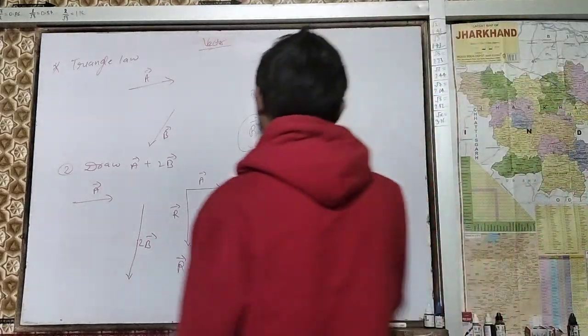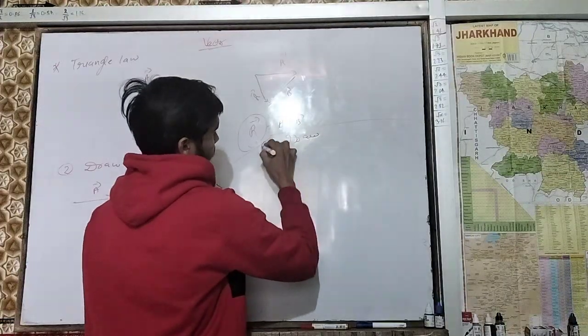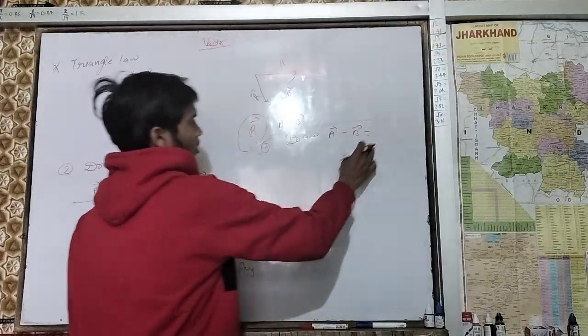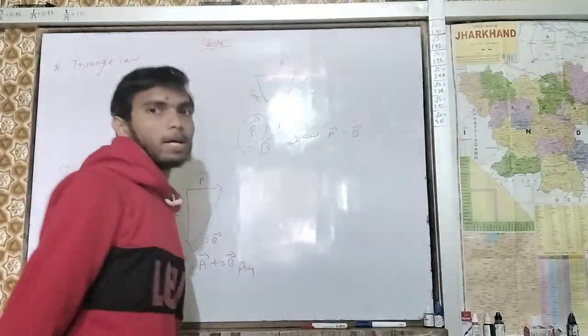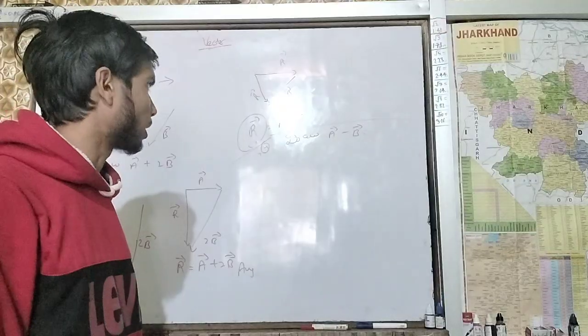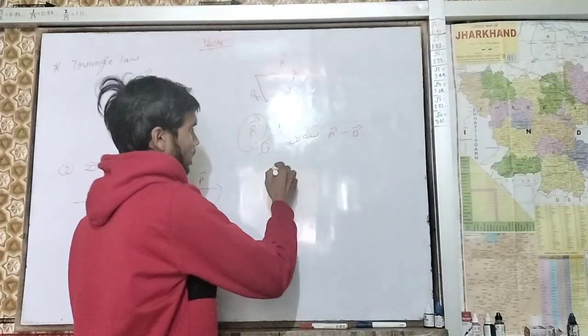Now next, draw vector A minus vector B. This vector A minus vector B. Another vector is nothing but negative vector. This B is a negative vector. This is A.